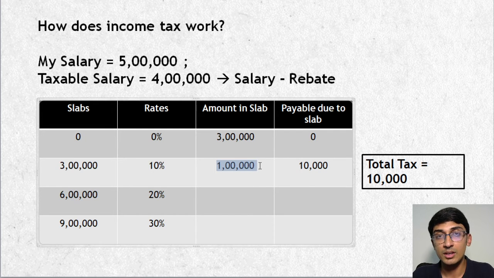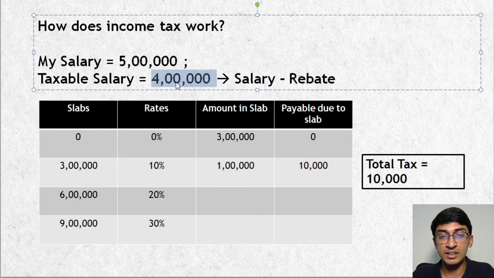I should be earning 1 lakh rupees in this slab, which means initially 3 lakhs, the next 1 lakh, which means my taxable salary is 4 lakhs, which means including the rebate, I am getting 5 lakhs over here, right, as my salary. So that's how this works.